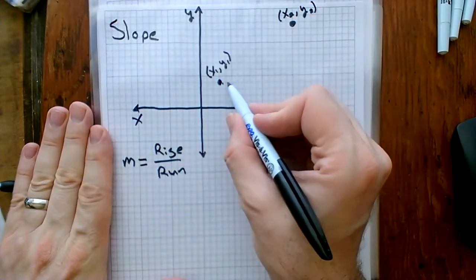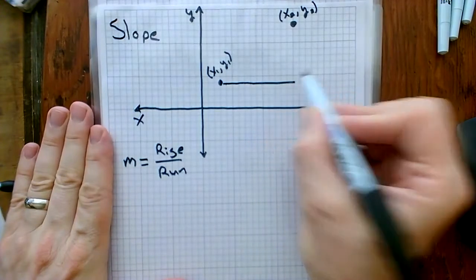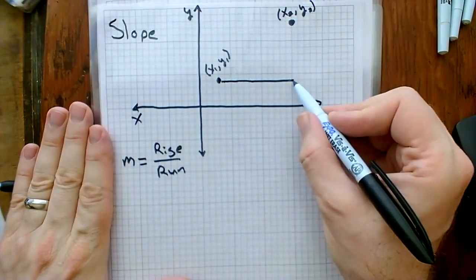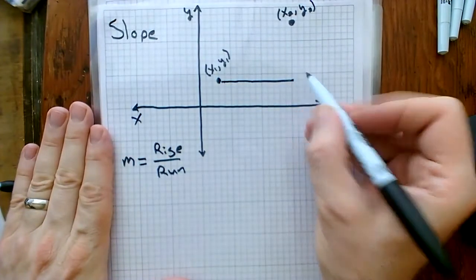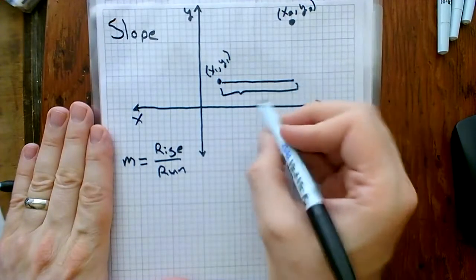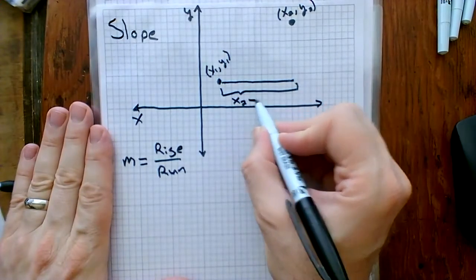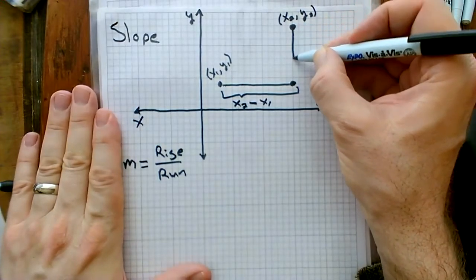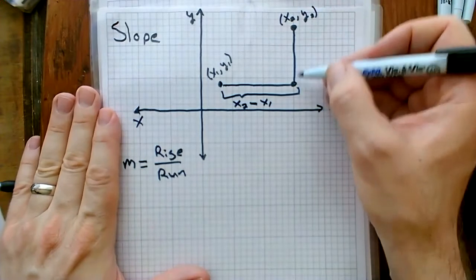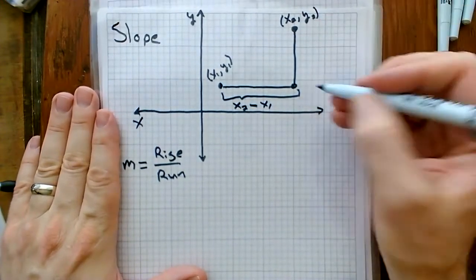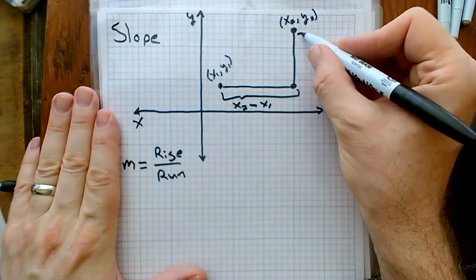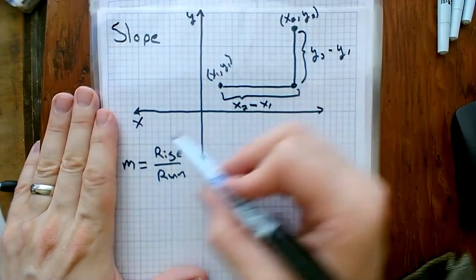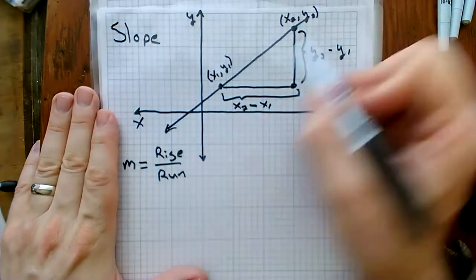If I wanted to figure out what this horizontal distance is, remember this x is going to be the same. So this x2 is right here. This distance right here would be x2 minus x1. Very similarly, if I want to figure out what that vertical distance is, I would have to take this top point and subtract that bottom point. So this distance right here is y2 minus y1.